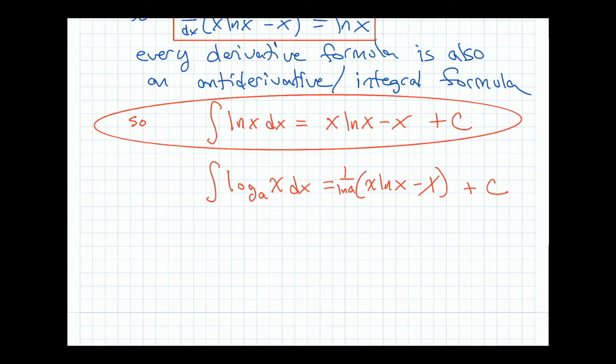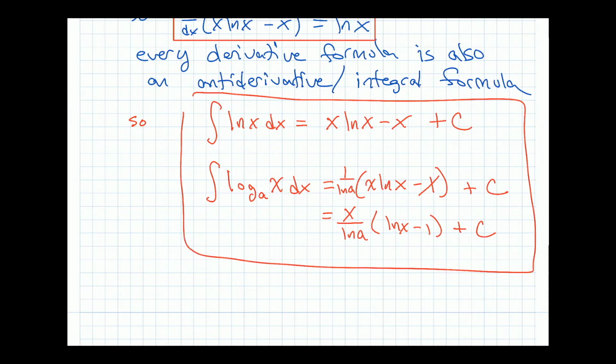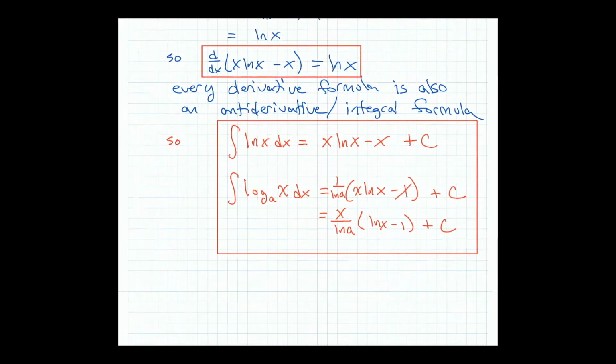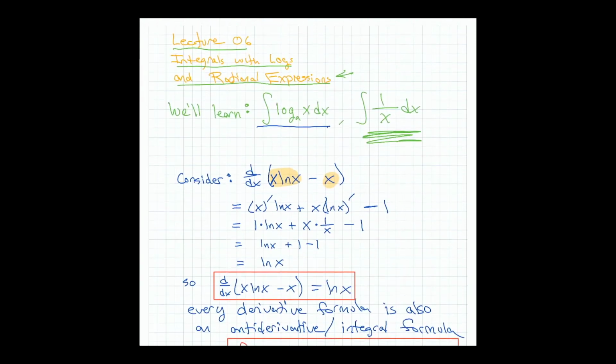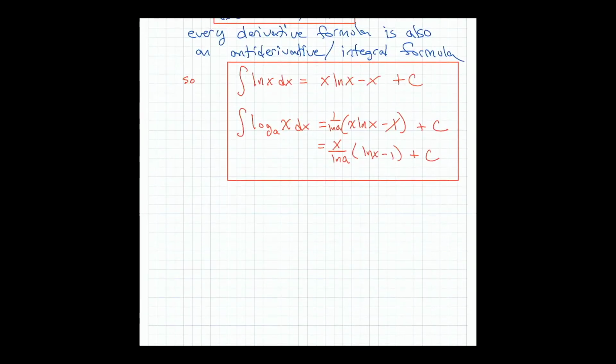Now, I think that the way your book likes to write it is actually like this, so I'll rewrite it. Your book likes to say x over ln a times ln x minus 1 plus c. Okay? Maybe I will put a box around it. Okay, so those are the formulas you need in order to do this first type of integral here.